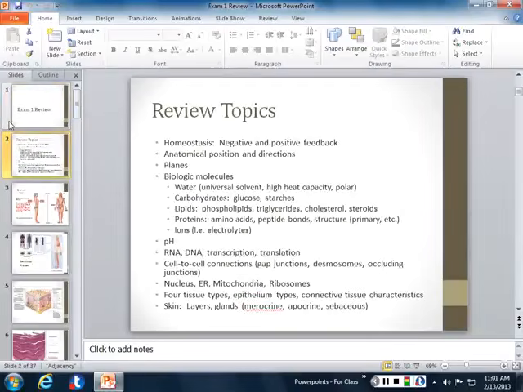Okay, so some topics for review. Going way back to the first chapter that we talked about, homeostasis. I know that's a word that you've all heard in your other science classes, but particularly we talked about two kinds of feedback mechanisms, a negative feedback mechanism and a positive feedback mechanism.